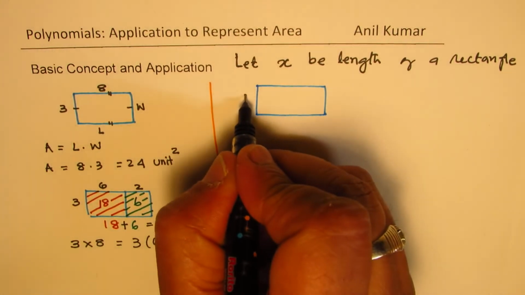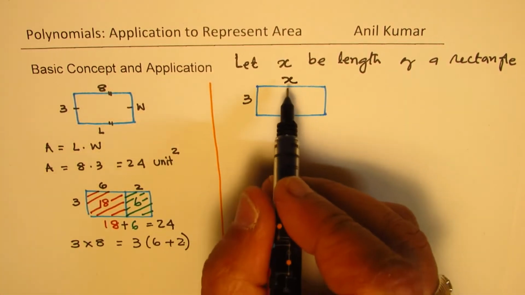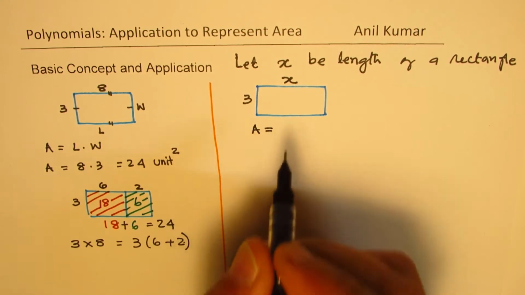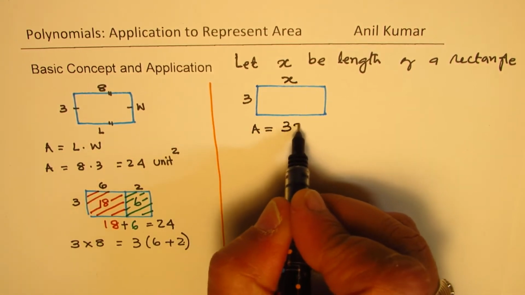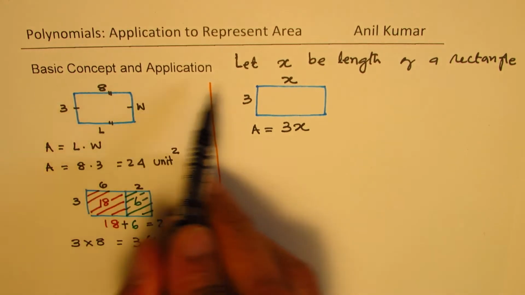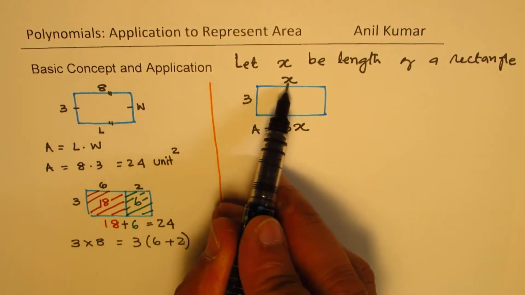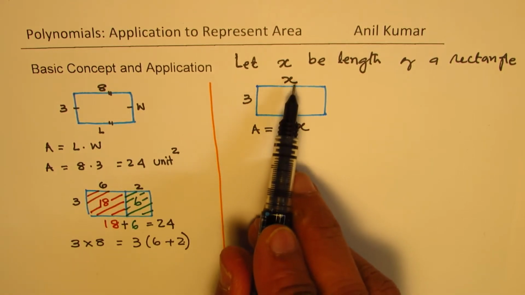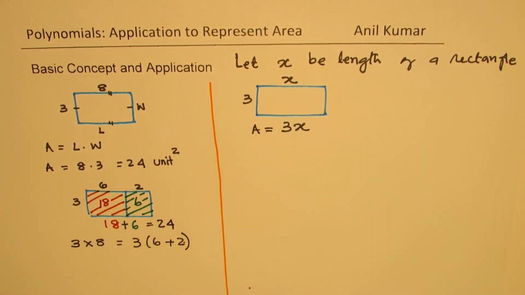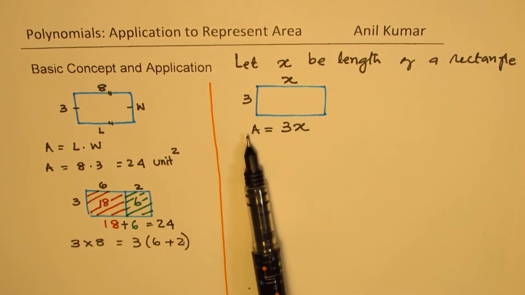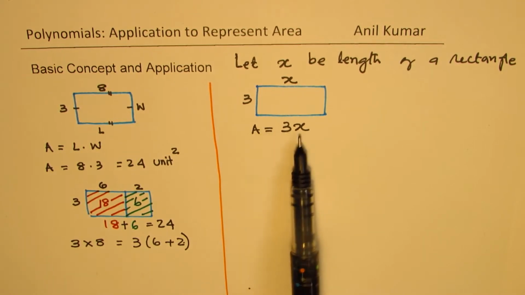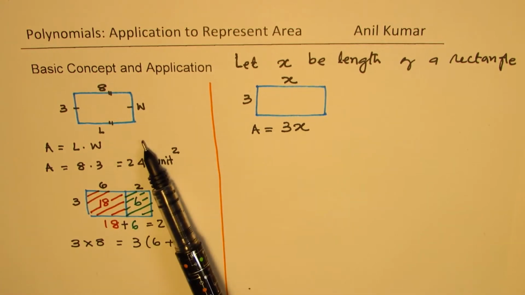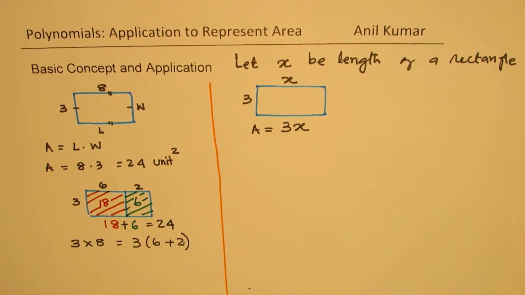If I write this side as 3 and this side as x, what is the area of this? Well, the area is 3 times x. So instead of 8 as a number, if I put something else like x, y, or z, the area will be 3 times that variable. You get the concept, right? The area is the same, but now that we introduce variables, we are talking about polynomials. So this is algebra, and this was arithmetic. Now we have moved to algebra, correct?